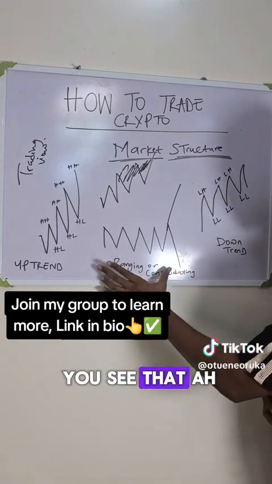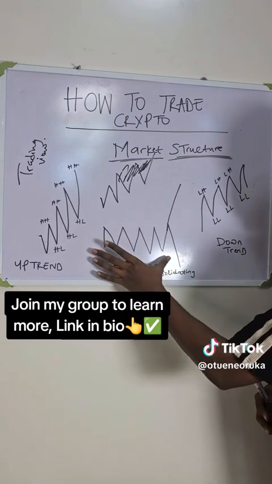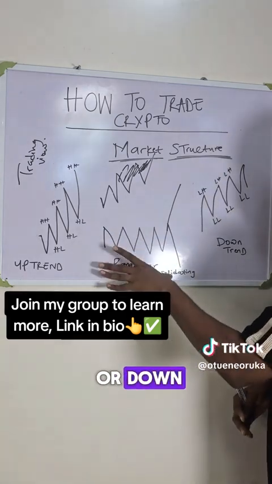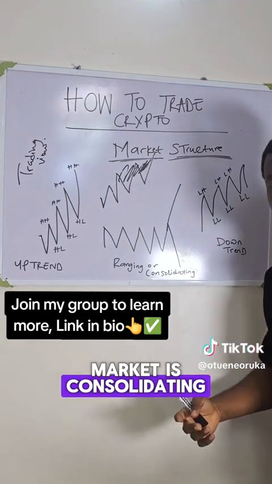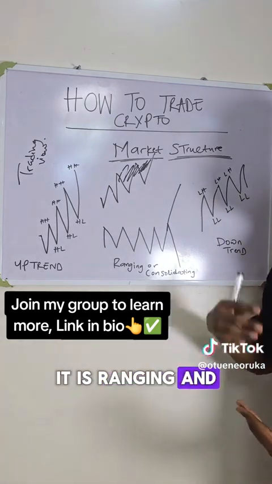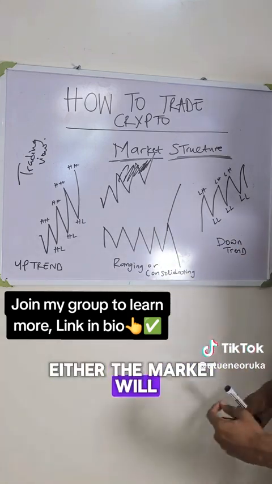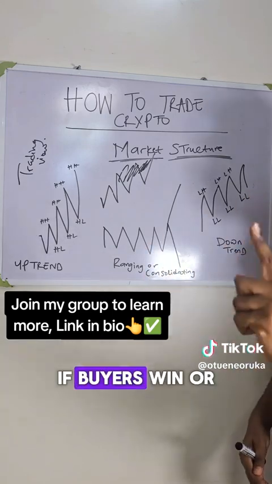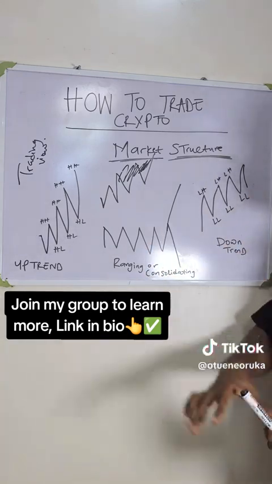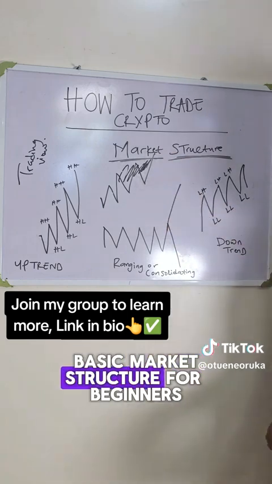Then when you see that there's no definite direction, it's neither going up or down, you know that the market is consolidating. It is ranging. And what usually follows a ranging or consolidating market is a breakout. Either the market will break out to the upside if buyers win, or downside if sellers win. So this is just basic market structure for beginners.